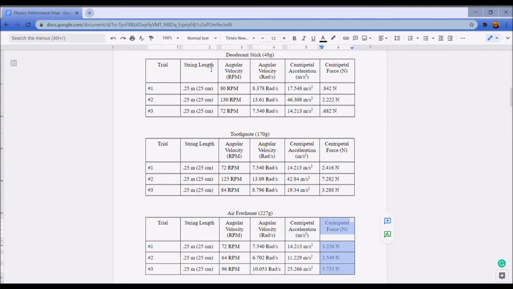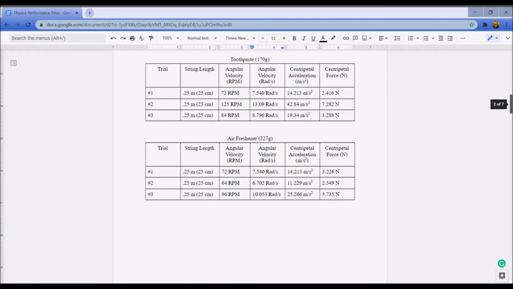Now, you might be wondering, how did I figure out the centripetal force when all I had was the string length and the angular velocity in revolutions per minute? Basically, where did I get the information from for these two columns? Well, that came from calculations.